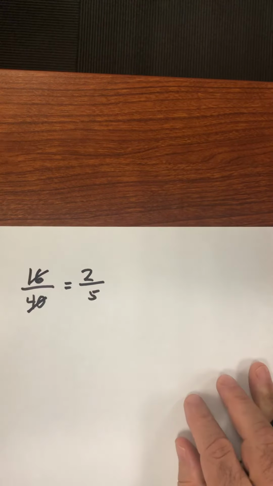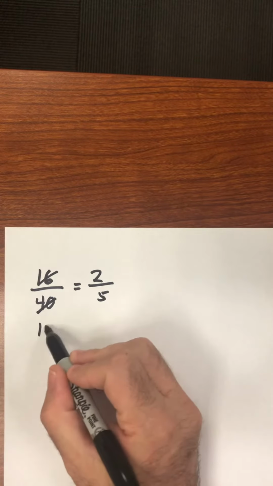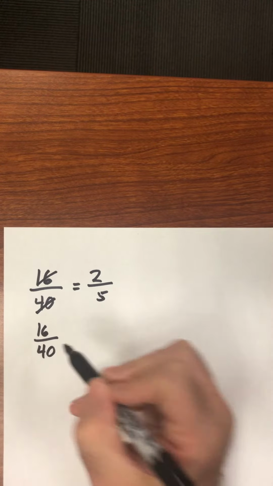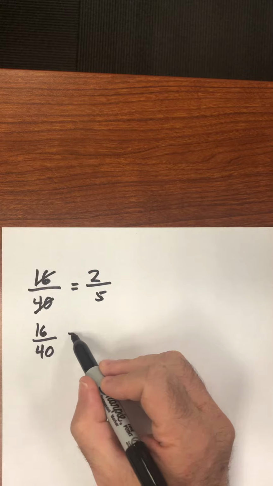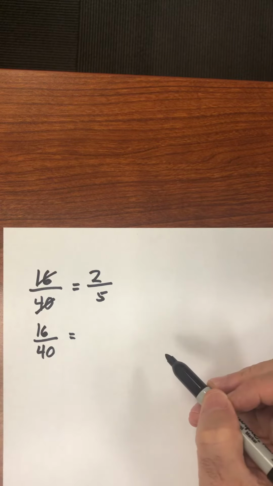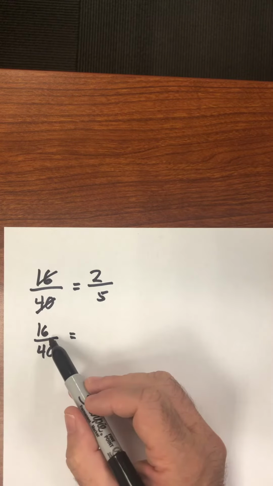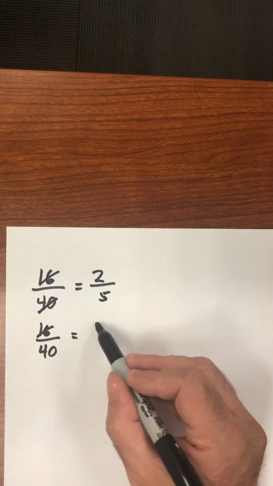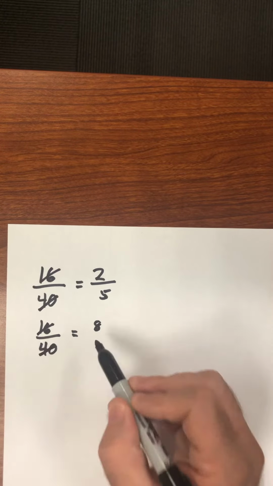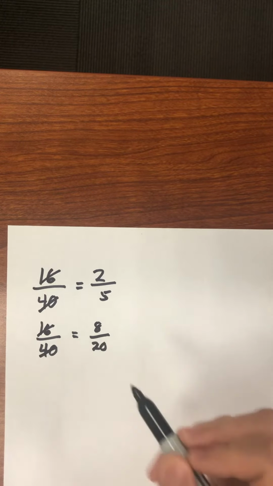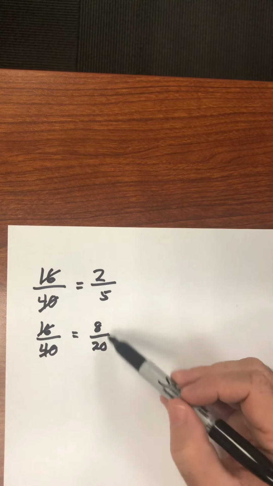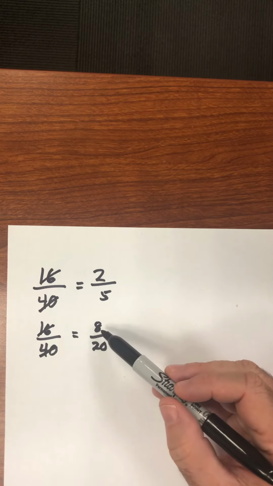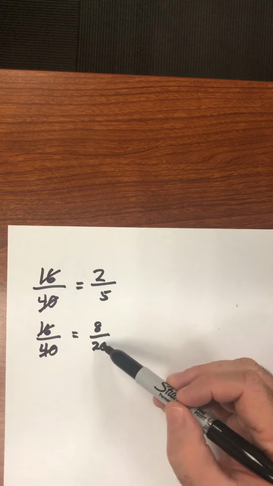And I'm finished. You may also have trouble or not be able to think of the biggest numbers, so you can actually do smaller numbers, but it just takes more steps. So for example, 2 goes into 16 8 times, and 2 goes into 40 20 times. And I've simplified this fraction, but I haven't simplified it all the way because 8 and 20 have common factors.